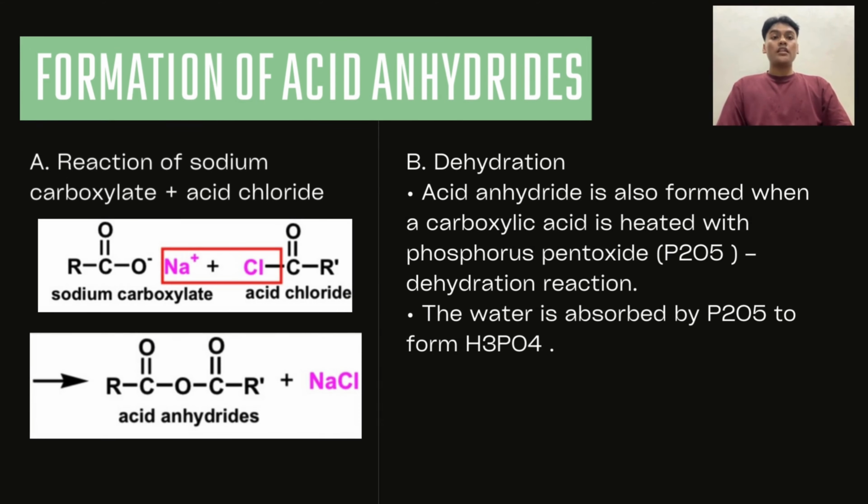The last reaction of carboxylic acid is formation of acid anhydride. In this reaction, we have two reactions. Firstly, reaction of sodium carboxylate plus acid chloride, and second, dehydration. Acid anhydride is also formed when a carboxylic acid is heated with phosphorus pentoxide in a dehydration reaction. The water is absorbed by P2O5 to form H3PO4.